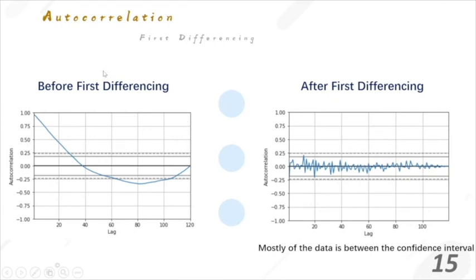Also, we did the autocorrelations to double check the results, and you can see that before the first differencing, it is like a trend, and after the first differencing, most of the data is within the confidence interval.